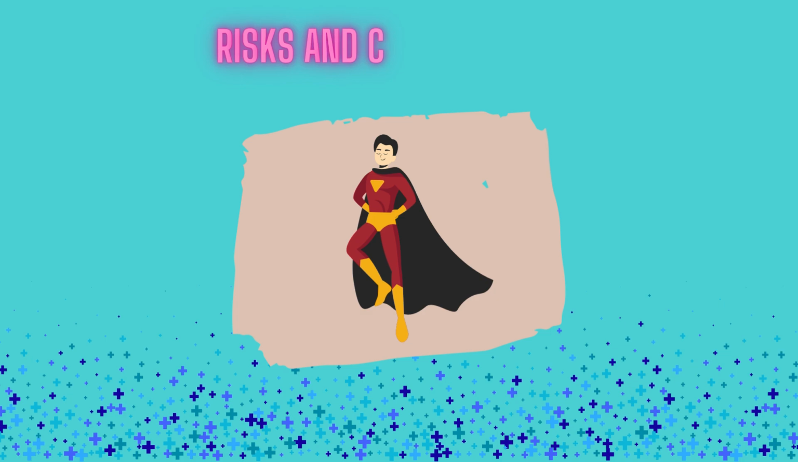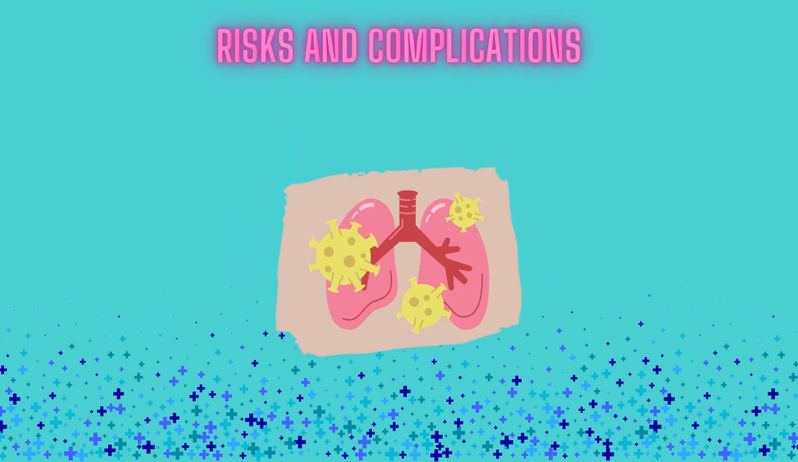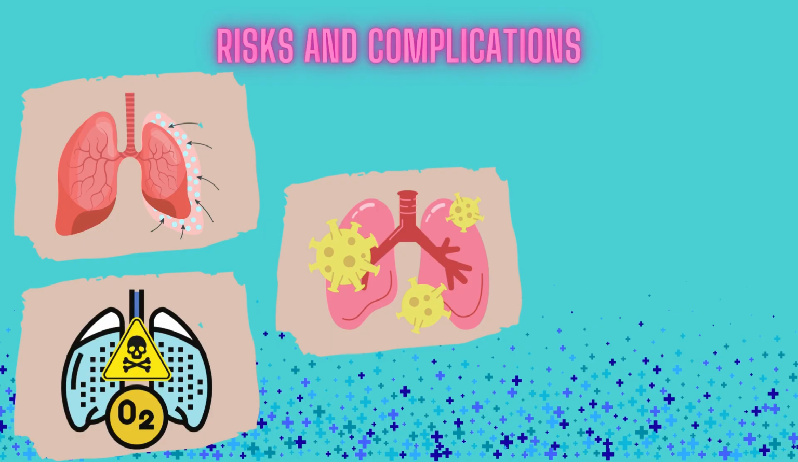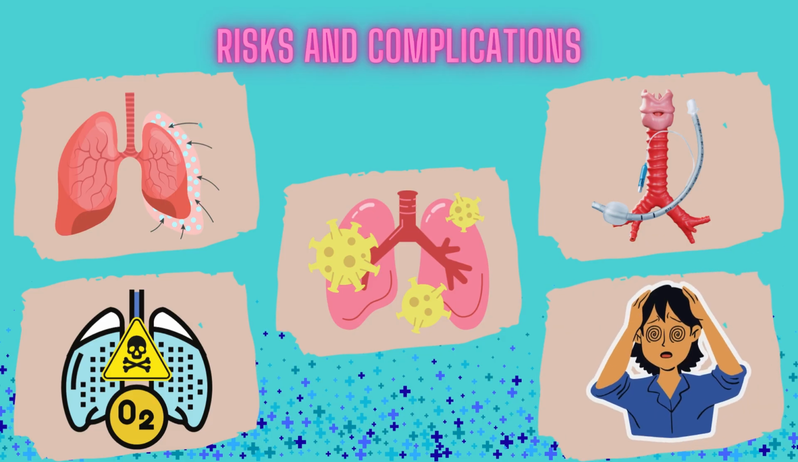While life-saving, tube ventilation carries significant risks. Ventilator-associated pneumonia, due to bacteria entering the lungs via the tube. Barotrauma and volutrauma: high pressures or volumes can injure delicate alveoli or cause pneumothorax. Oxygen toxicity: prolonged high FiO2 levels can damage lung tissue. Airway trauma from the tube itself, or delirium and ICU weakness due to sedation and immobility.